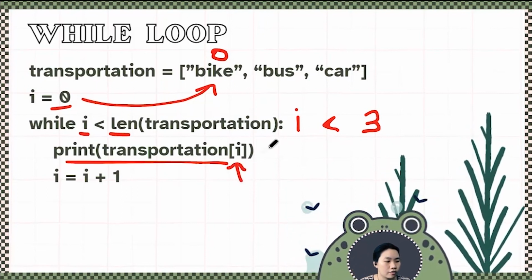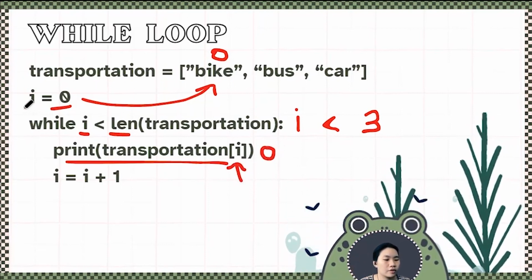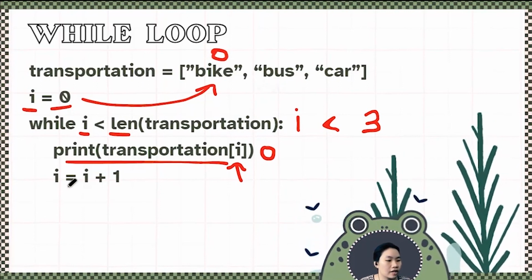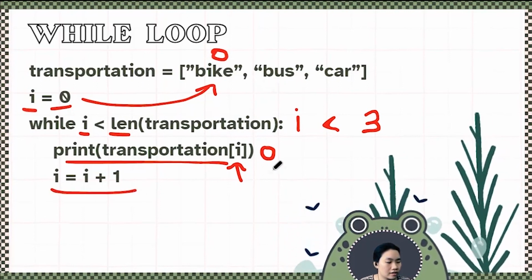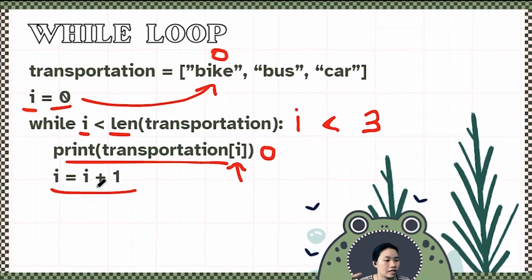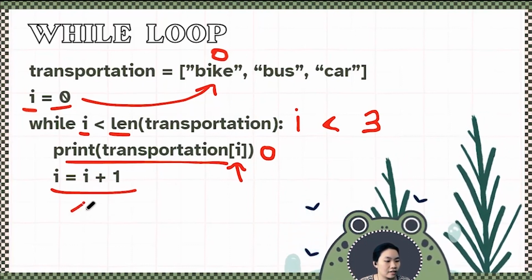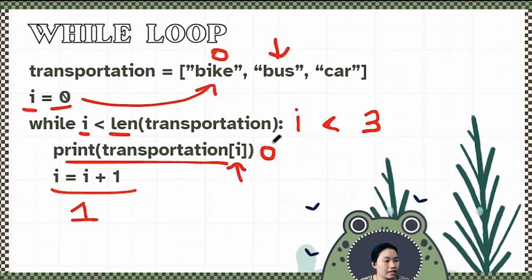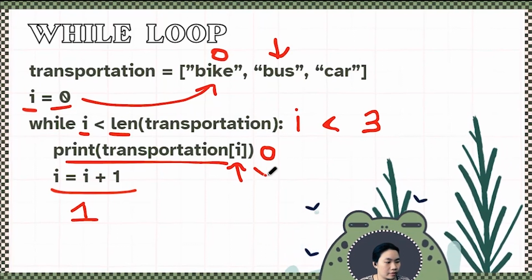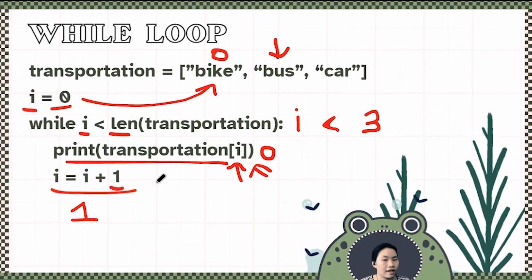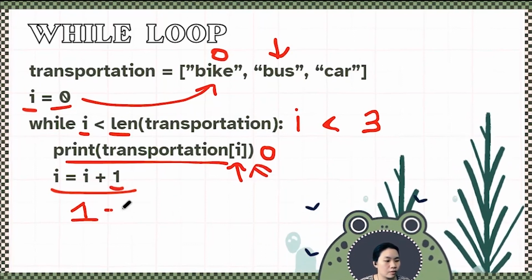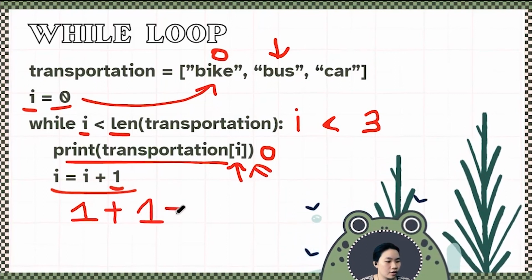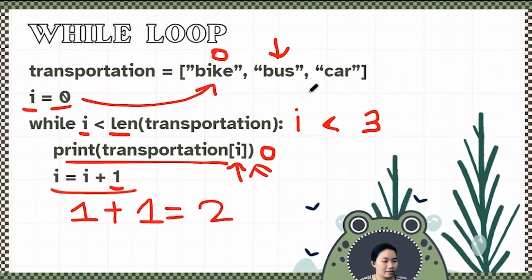While I is less than the length of transportation, or I is less than 3, print transportation with the index number, okay? So first, obviously, it would print index 0 because I is at 0. And after it prints the index 0, it adds 1 to 0. So what's 0 plus 1? That is 1. So it would print index number 1. And after it prints number 1 up here, it goes down here and it adds 1 one more time. So 1 plus 1 is 2. And then it prints index 2.